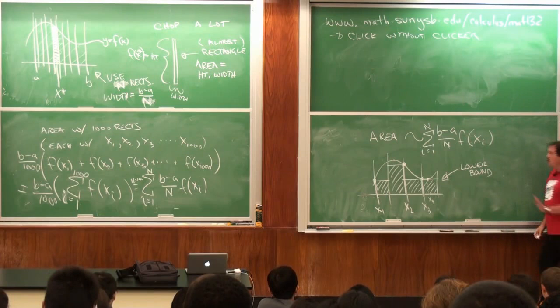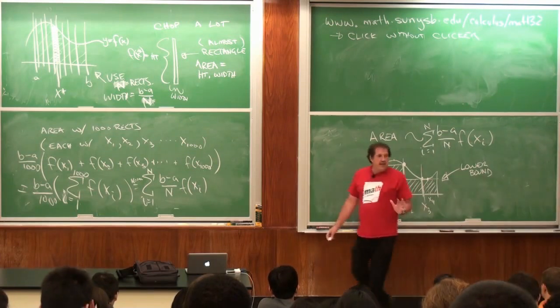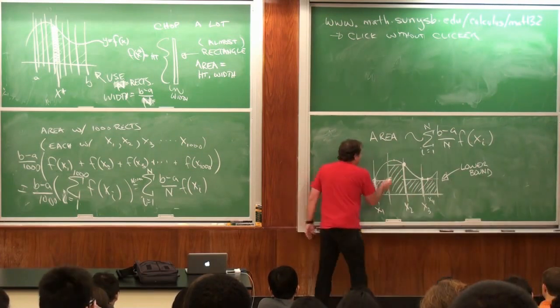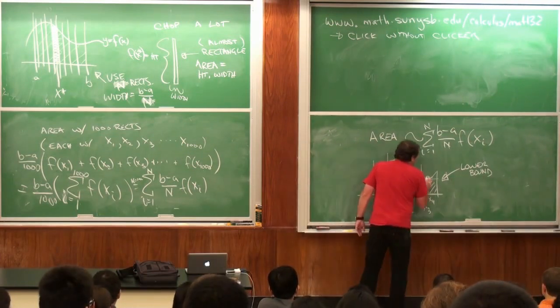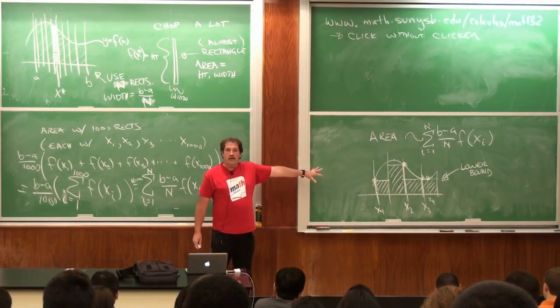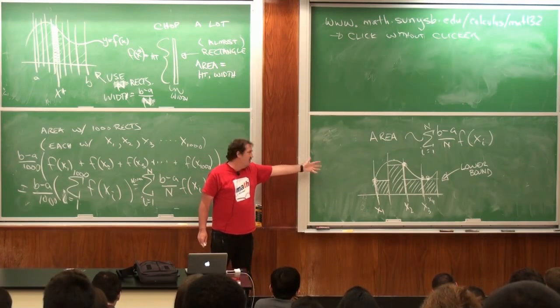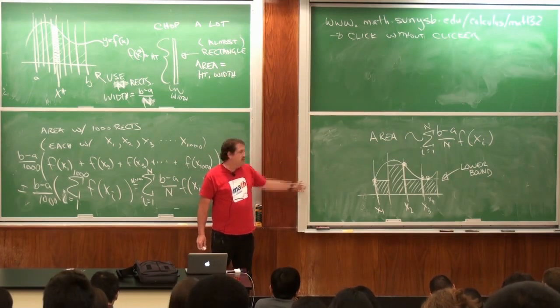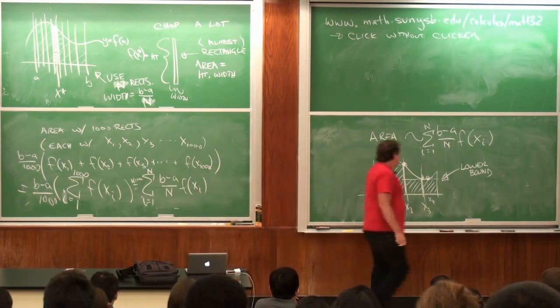The area is for sure, even if I know nothing else about the function except the value here, here, here, and here, the area is for sure less than what I get with those 4 rectangles. Bigger. Those 4 rectangles are bigger than what I get for the area I want. But I can play a different game.